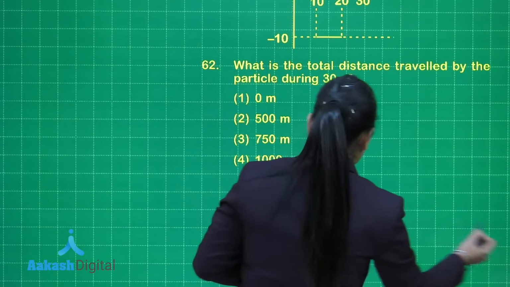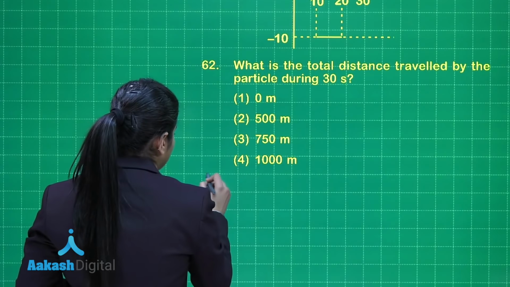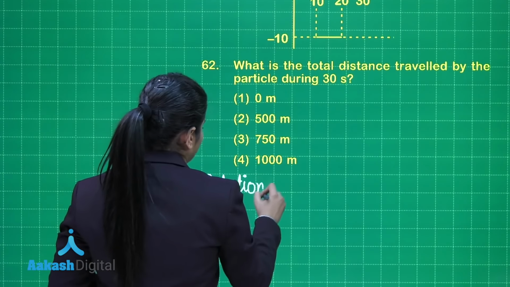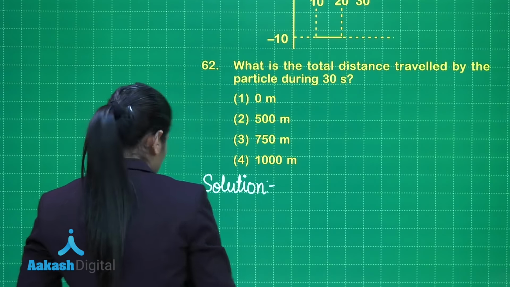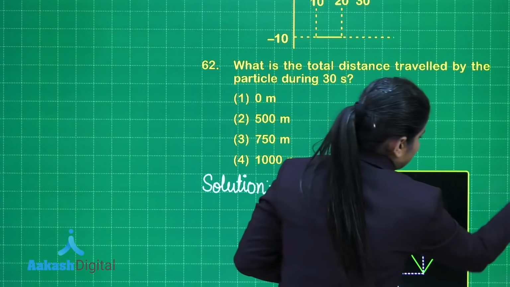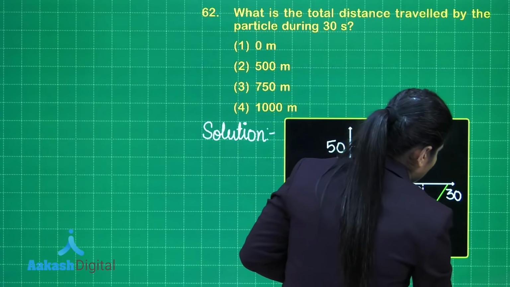So to solve this question, what I am quickly going to do is draw the VT graph for the given AT graph. Here you can have a look at this VT graph. I will be explaining quickly how I have drawn this graph.